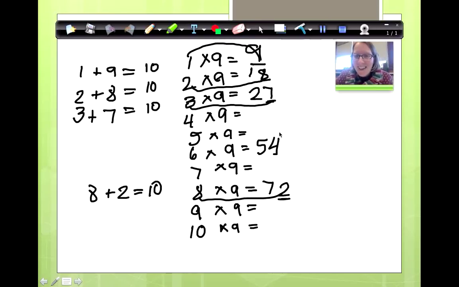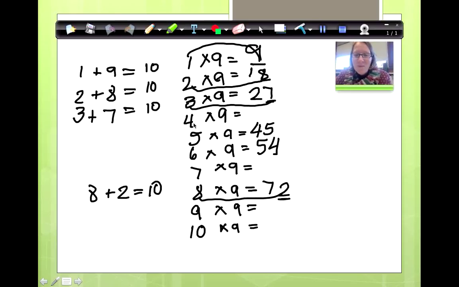Okay, so let's do this one. 5 times 9. So 1 less in the 10 spot would be 4. Now 5 plus what gives me 10? Oh, 5 plus 5. Is 5 times 9 45? It absolutely is. Isn't that fun? Okay, I told you this is going to be a fun lesson.